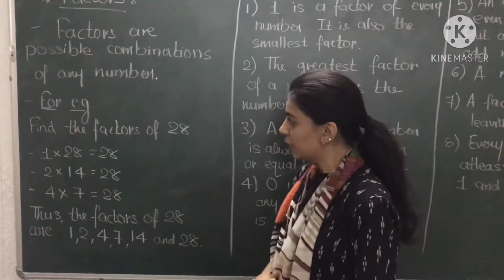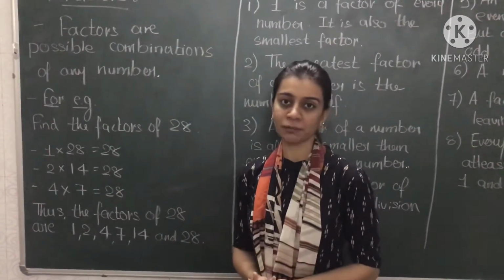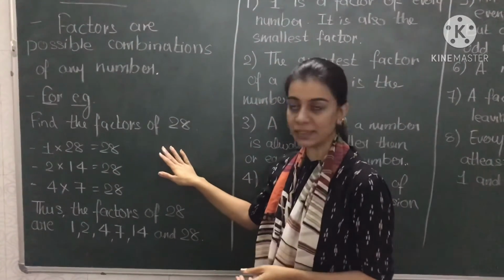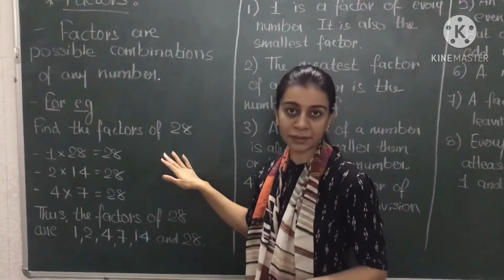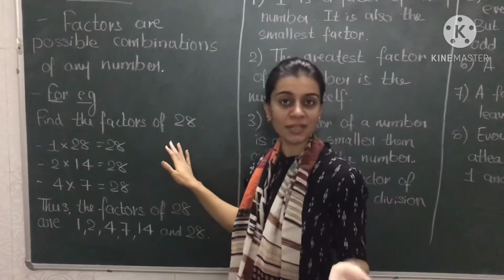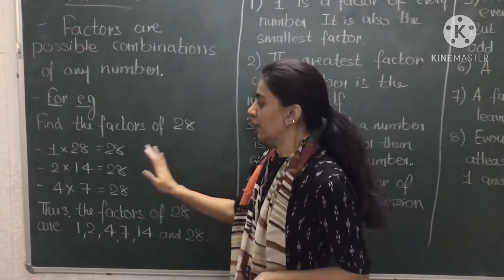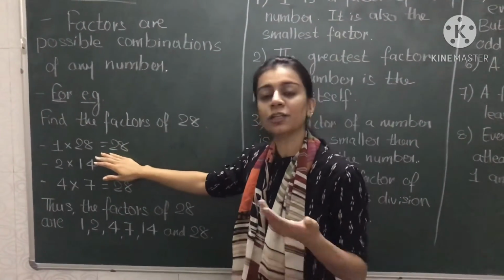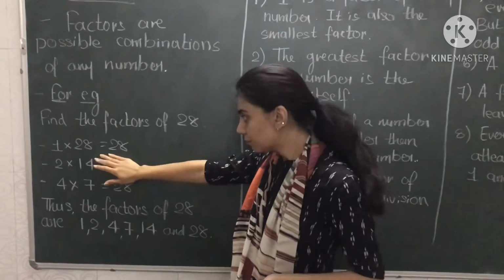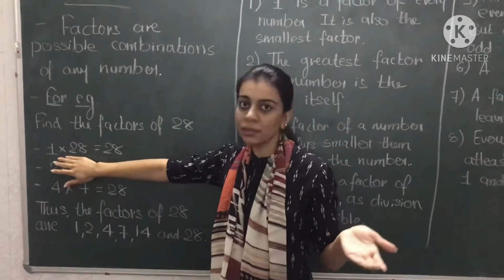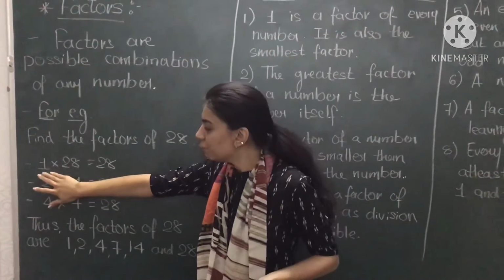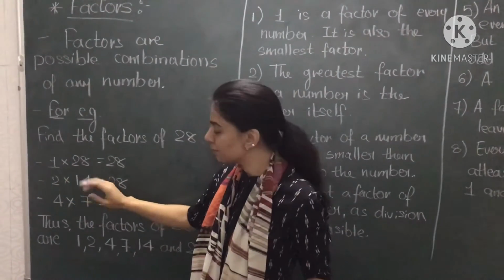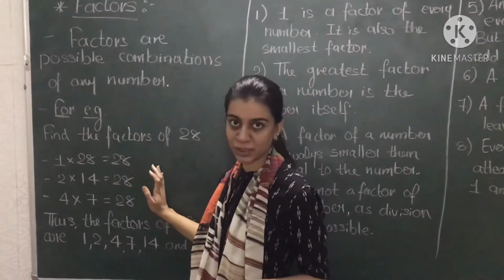For example, if you are asked to find the factors of 28, how will you find the factors of 28? It would be just the possible combinations. In which tables of the numbers you get 28 as the number? So we will start with the first. In 1 you get 28, 1 cross 28 equals 28. So you write 1 cross 28 equals 28.